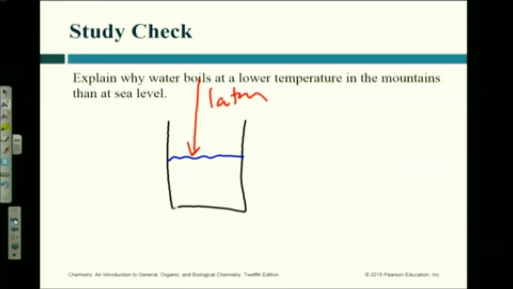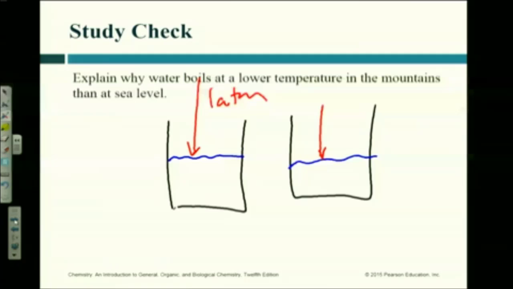Well, what about when you go to Denver? If this is how much pressure when I go to Denver, my arrow might only look like that. It's not as big as that one, is it? So it's not keeping them on there as much, is it? So water boils at a lower temperature when you go up in the mountains. Does that mean anything to you?